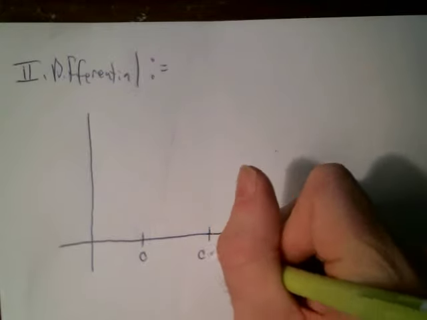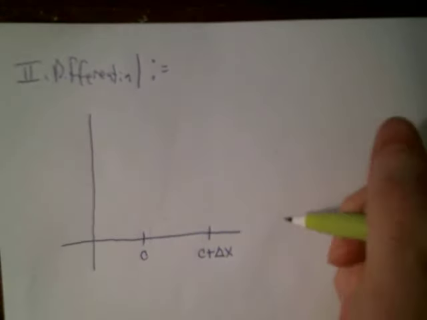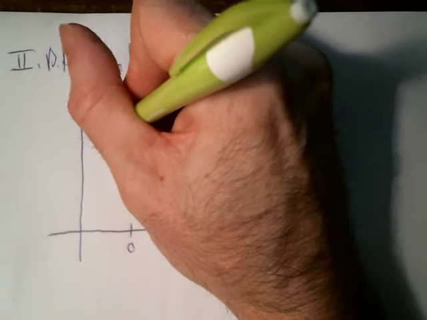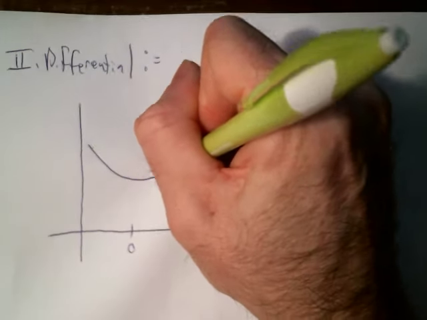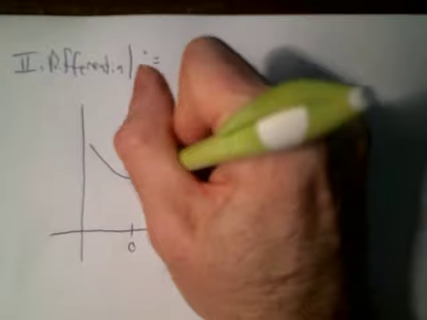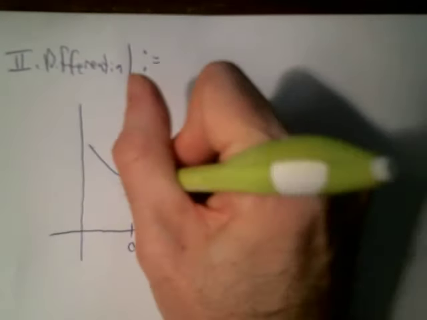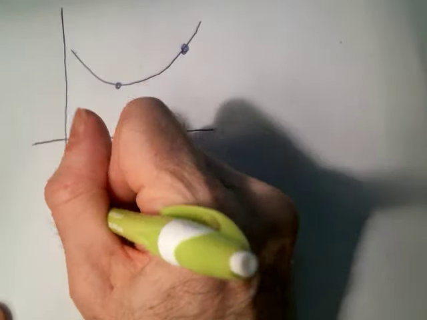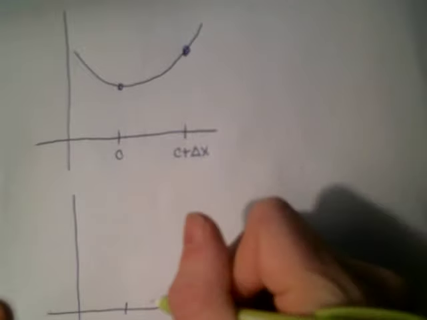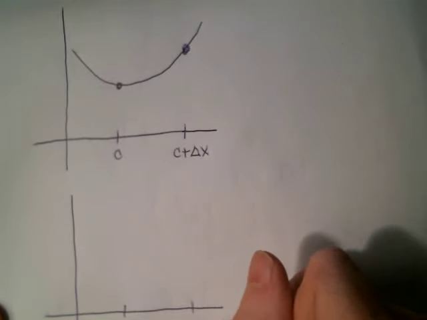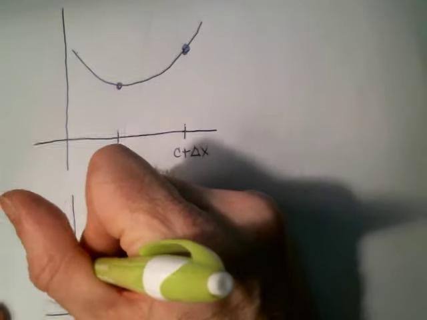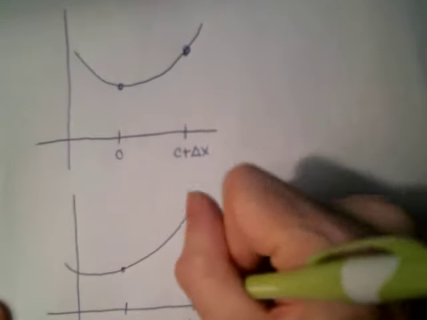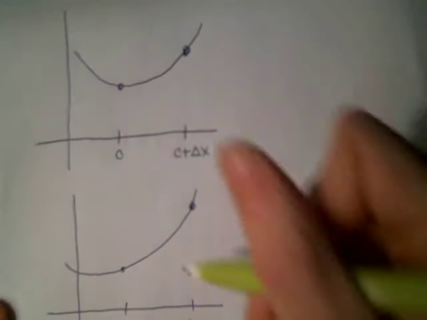So we're considering c and then c plus change in x, so some further value down the road. And we have our curve here. It's probably not the best one to, crud. Yeah, definitely not a good example. Let's try that again. Okay, this will work a little better for what I want to show. Let's look at this.